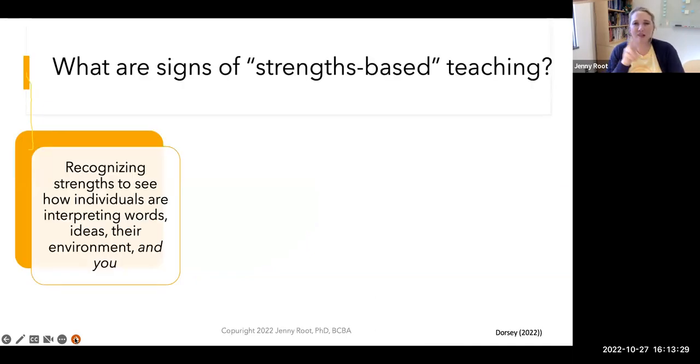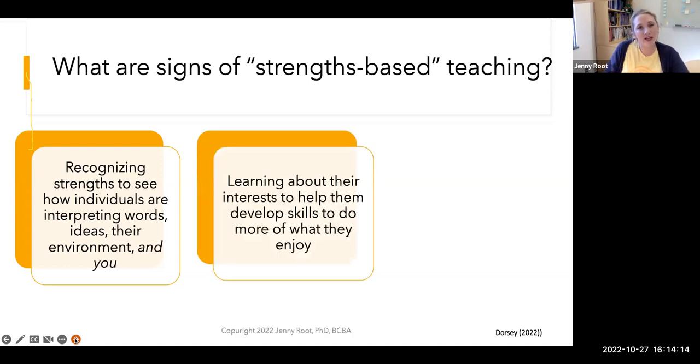So when we think about what a strengths-based teaching approach is, it means that we recognize strengths to see how individuals are interpreting words, ideas, their environment, and you. So we're not focusing on, oh, he's so rigid with routines, but rather something really strong is that once I've shown this individual how to do something or he's learned a procedure, he has that procedure down. That's a strength, compared to maybe some of your other students who are following the same thing over and over, and they are not able to recognize those patterns and internalize them.